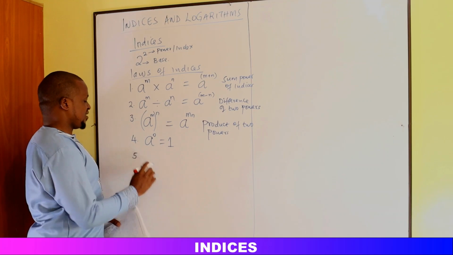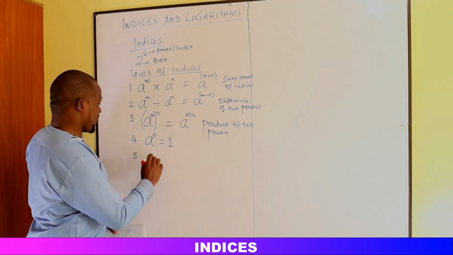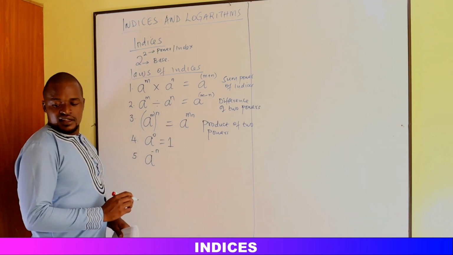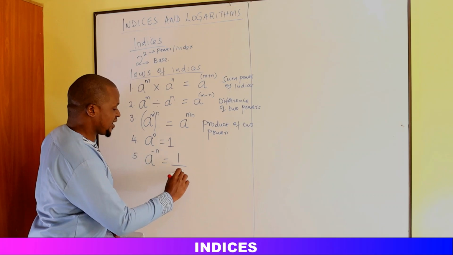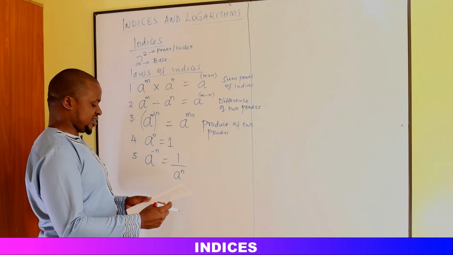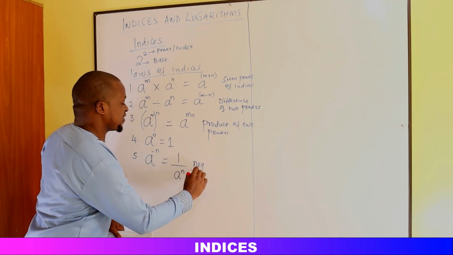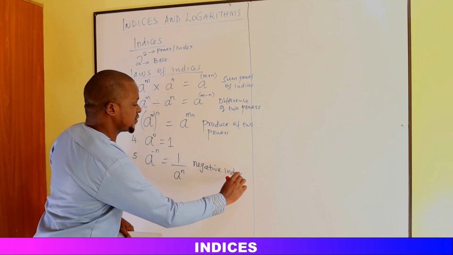Number 5, we have a raised to power negative n, which is the same as saying 1 over a raised to power n. The reciprocal, 1 over a raised to power n, is called negative indices.